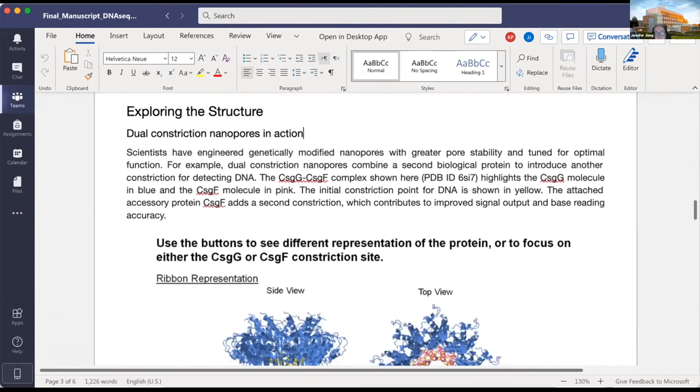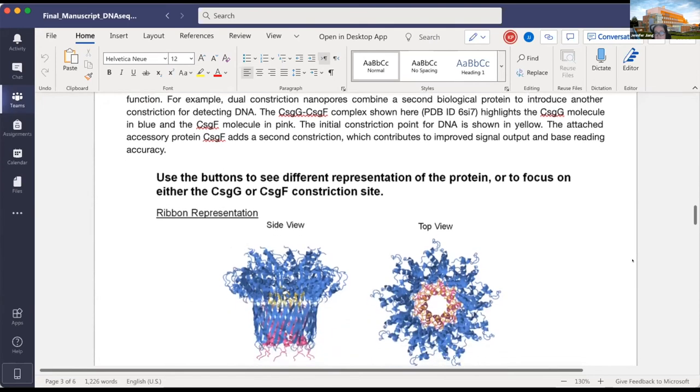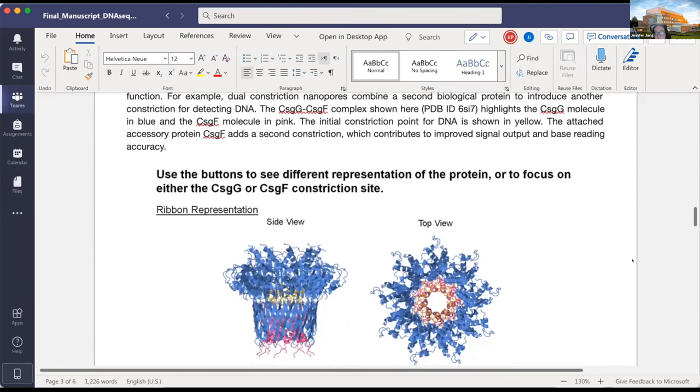So, dual constriction nanopores in action. Scientists have engineered genetically modified nanopores with greater pore stability and tuned for optimal function. For example, dual constriction nanopores combine a second biological protein to introduce another constriction for detecting DNA. The CsgG-CsgF complex shown here highlights the CsgG molecule in blue and the CsgF molecule in pink. The initial constriction point for DNA is shown in yellow. The attached accessory protein CsgF adds a second constriction, which contributes to improved signal output and base reading accuracy.